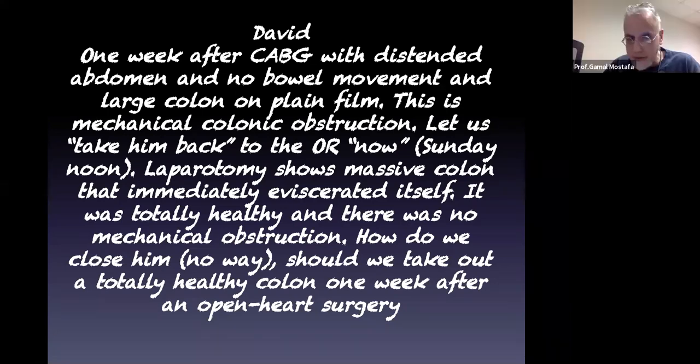How could we have avoided this? Again, CT with rectal contrast. We never needed to do this operation 5 or 6 days after a CABG, and we were never able to close the abdomen because the colon is so distant.